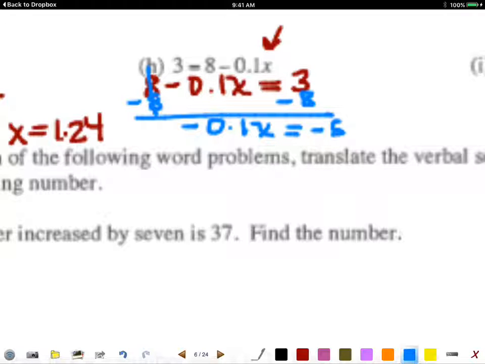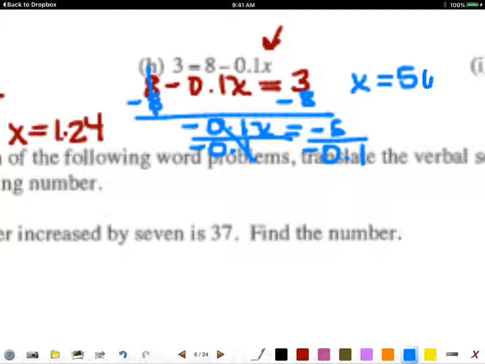Negative 5. Then we're going to do what? Divide by negative 0.1. So a negative divided by a negative is going to be a positive. And what would 0.1 divided by 5 be? 50. Good.